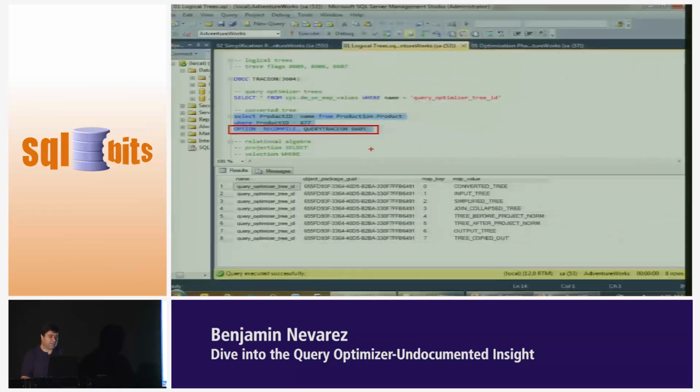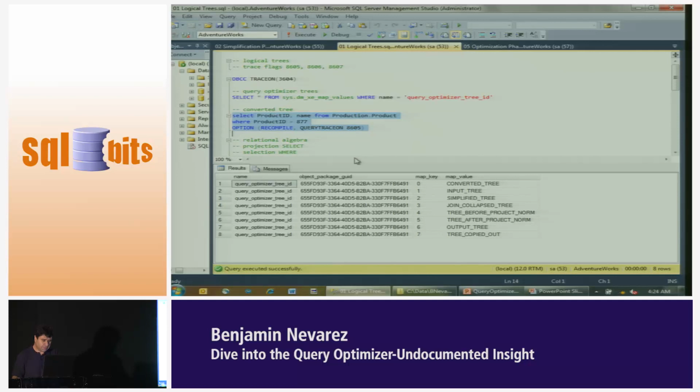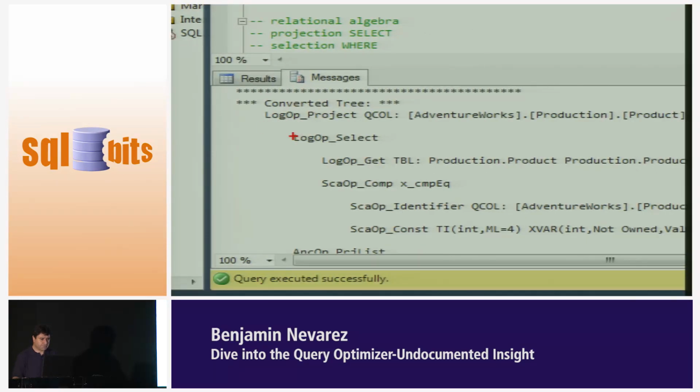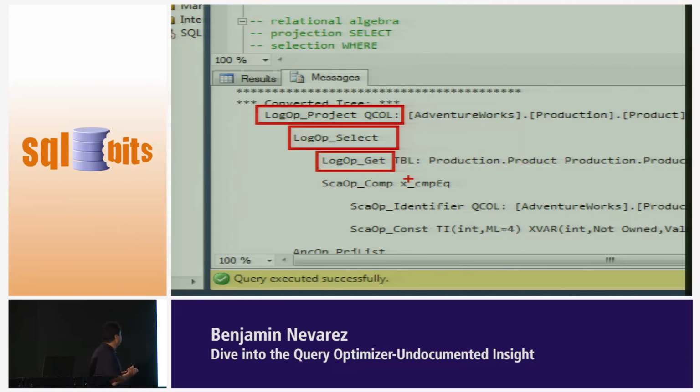OK, so let me try that one. And basically, we can see information about the trees on the Messages tab. You can take a look at this information. There are some operators: logical operators, project, select, and get. I know it looks a little bit complicated in text, and it doesn't show like a real tree, but you can see that information.